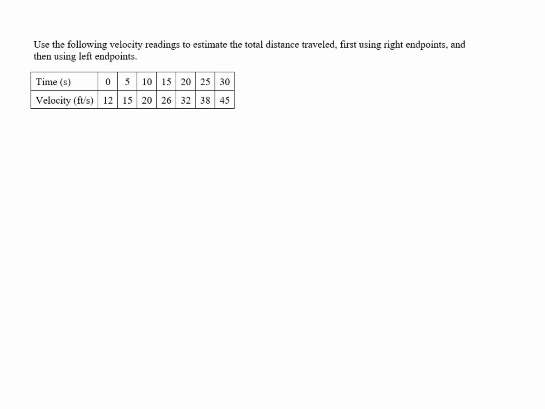Use the following velocity readings to estimate the total distance traveled, first using right endpoints and then using left endpoints. All right, we've got times from 0 to 30, so we're looking at a 30-second interval. It looks like every 5 seconds we've got a reading: 5, 10, 15, 20, 25, 30.